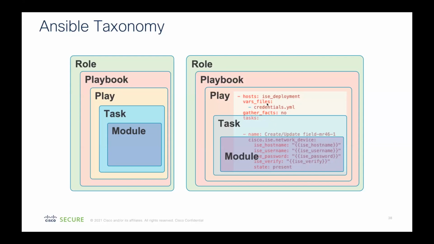And then you have a task, which also has a name. And then you see us referencing the module. So if we wanted to create a network device, in this case, it would be like a Meraki MR46, you can see we're going to talk to this specific ISE host with this username, with this password. We're going to have that true or false, verify the certificate, and we're going to see that that configuration is present, and there's some more stuff in there. And we'll go through what that looks like.